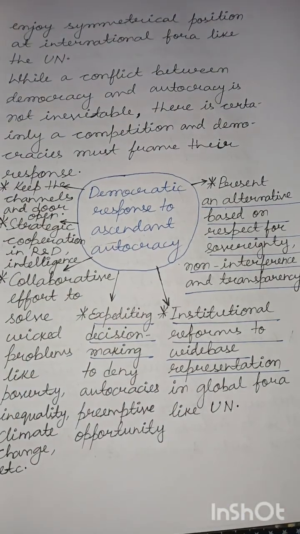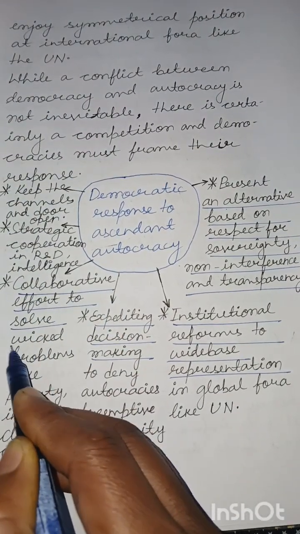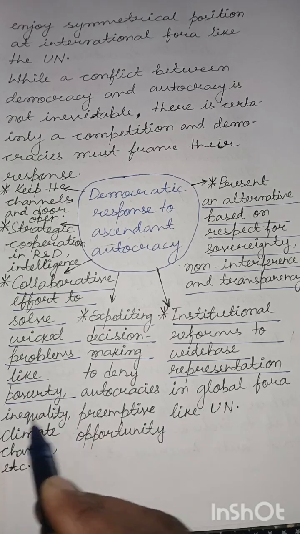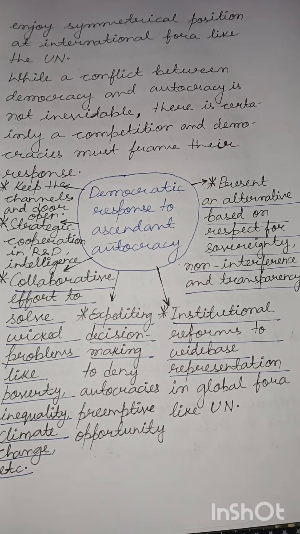Collaborative effort to solve wicked problems like poverty, inequality, climate change, etc. The thing is, it's not just that we have to look at things from the geopolitical lens only. There are problems which are far more pressing even today. For example, problems like poverty, inequality in socio-economic as well as gender terms, or for that matter, the emergent problem of climate change, which threatens the entire earth, actually the entire biosphere. So these things actually require us to collaborate with each other.